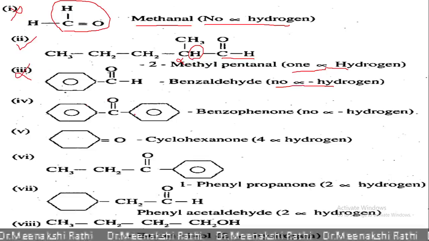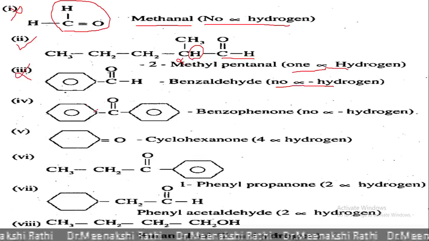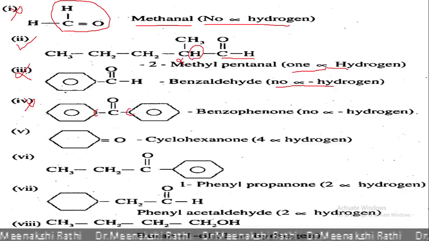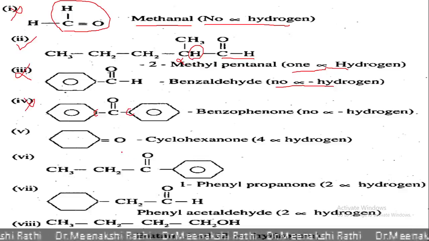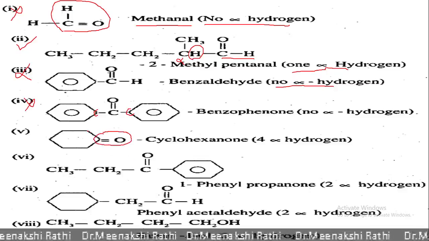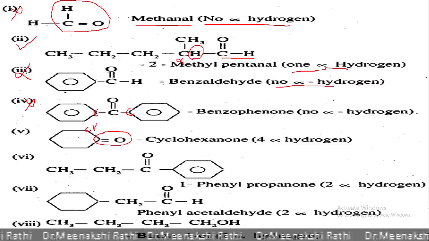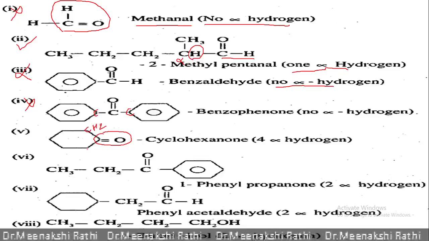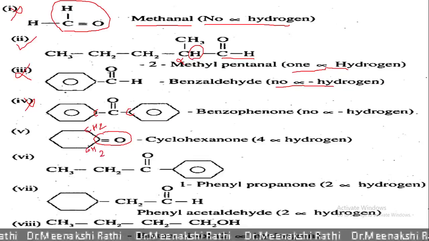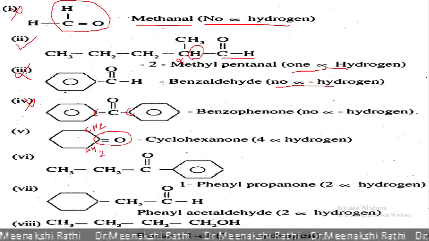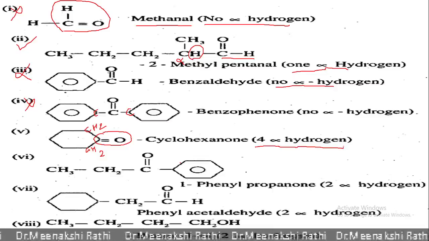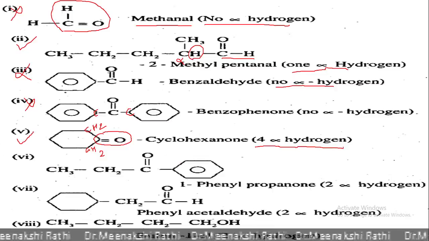Benzophenone: again, these 2 carbons but no alpha hydrogen, so it cannot undergo it. Cyclohexanone, see here, this is the ketonic group and these are CH2 groups attached. CH2, this is also CH2. Both are alpha carbon atoms. That means in cyclohexanone there are a total of 4 alpha hydrogen atoms. So it can undergo aldol condensation.